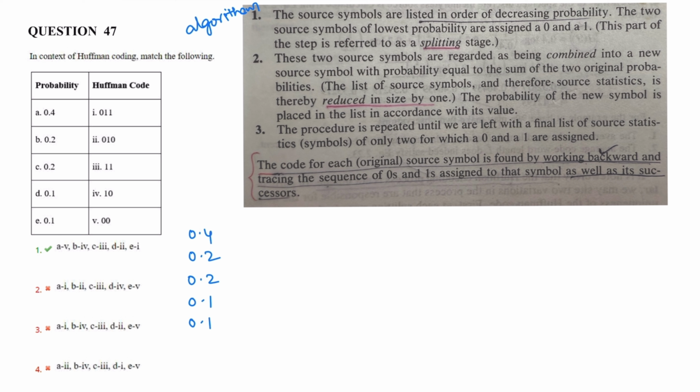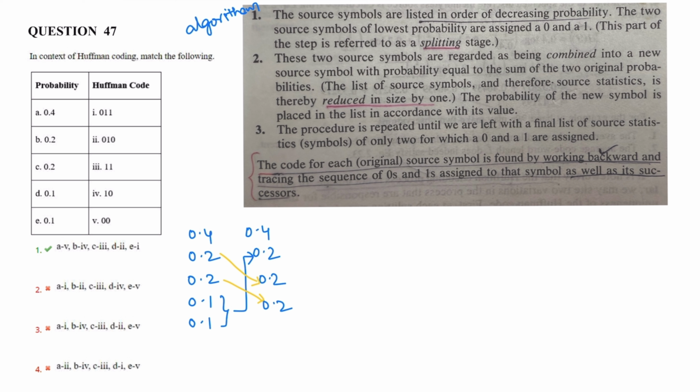The second step is repeated until we are left with a final list of source symbols of only two, for which 0 and 1 are assigned. So that is 0.4. These two source symbols are added. 0.2 is the probability of the source symbol, and then the remaining symbols are written as they are, 0.2, 0.2. So this 0.2 corresponds to this symbol, this 0.2 corresponds to this symbol.